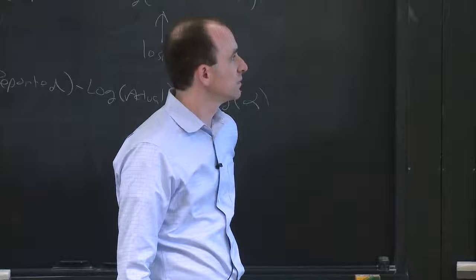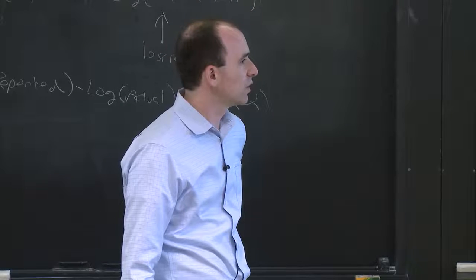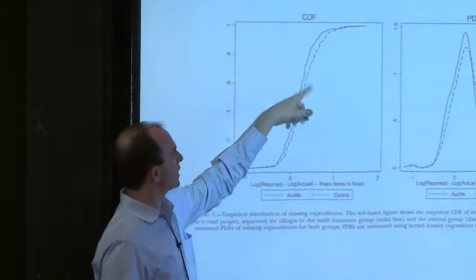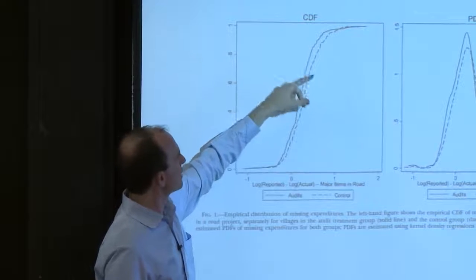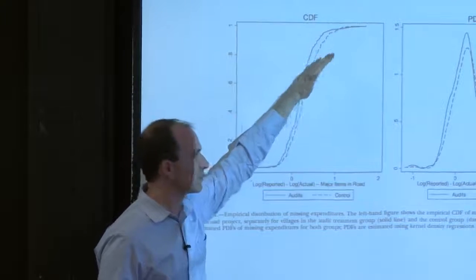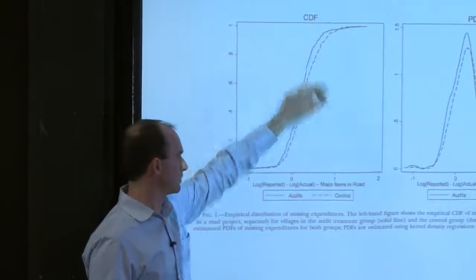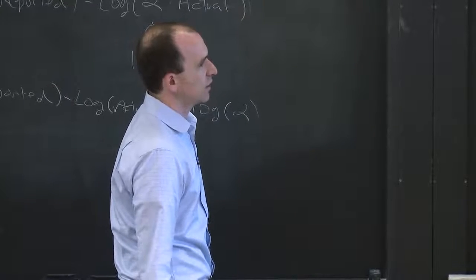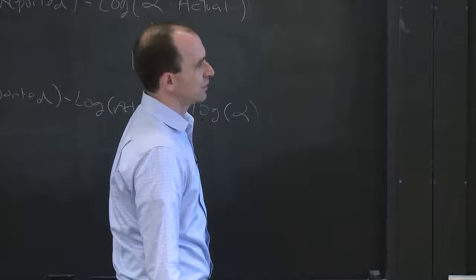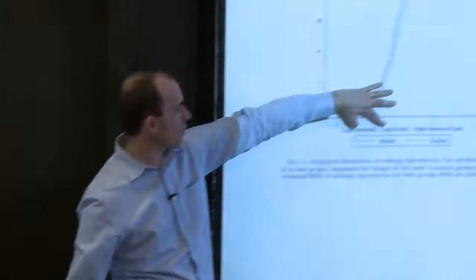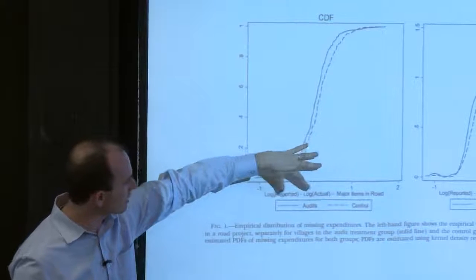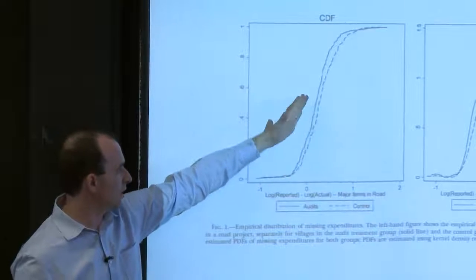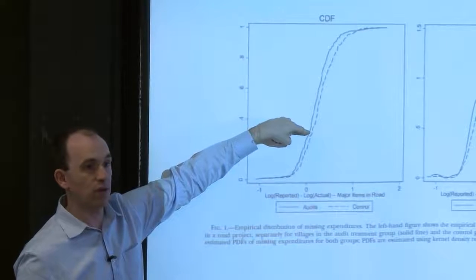Can we shift it to the right so the mean is increased? For which? For the, I guess, the control. Right. So the control is clearly shifted. So this one first-order stochastically dominates that one. It's clearly shifted to the right. So what does that mean? Sorry, the audit is the solid line, and control is the dashed line. The audit line has fewer major items in the road, or it has less of this variable. The major items in road is a technical detail that we don't need to talk about. It's just log reported minus log actual. Okay, so less is missing in the treatment group compared to the control group.